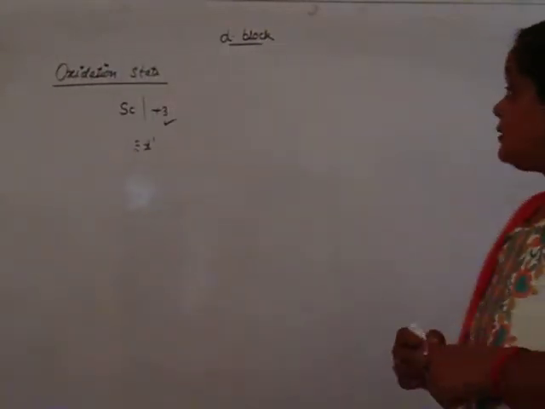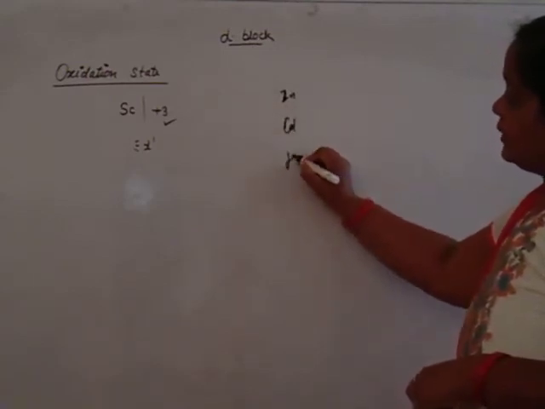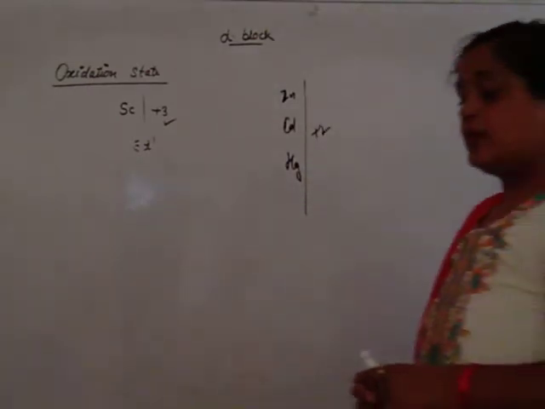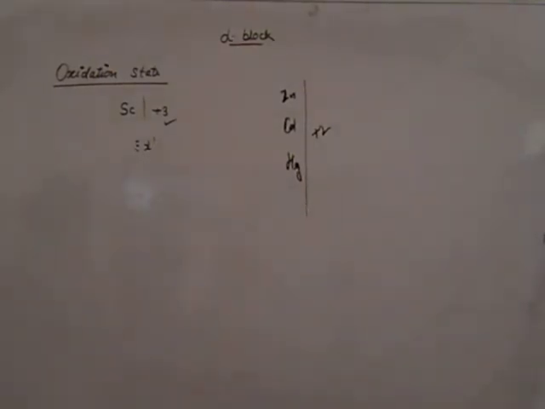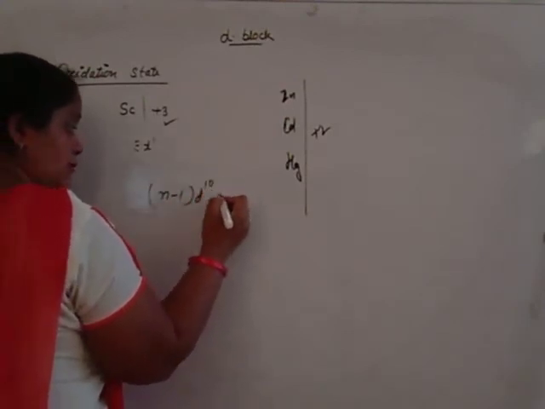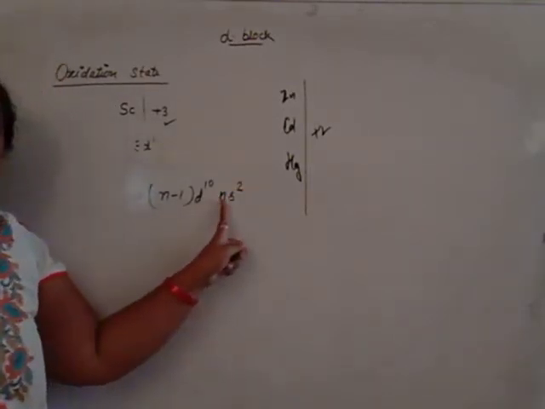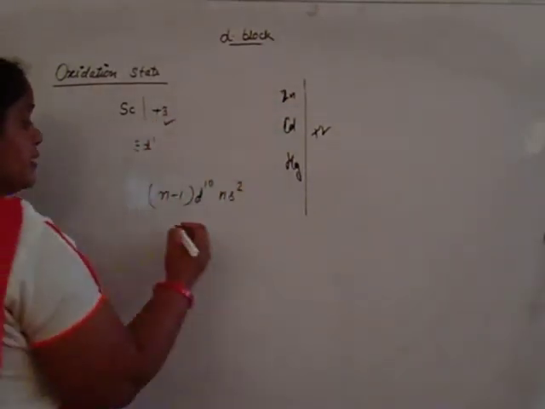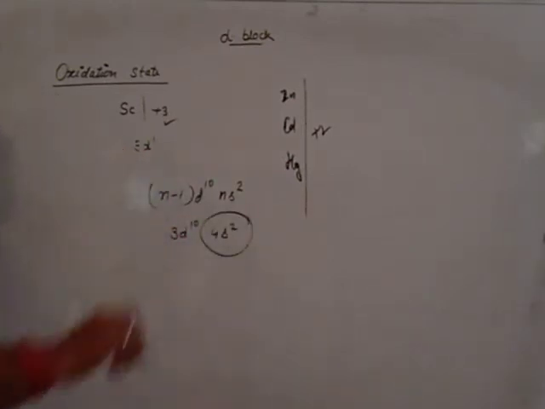Now, the last members of the series like zinc, cadmium and mercury, they have the +2 oxidation state. Why? The reason is the same. They have a fully filled outermost electronic configuration, that is (n-1)d10 ns2. The outermost shell is the ns orbital. For example, zinc 3d10 4s2. The outermost shell is the fourth shell. It consists of 2 electrons.